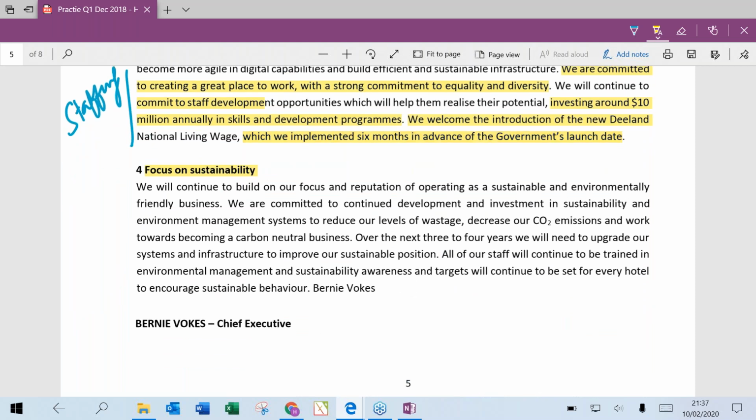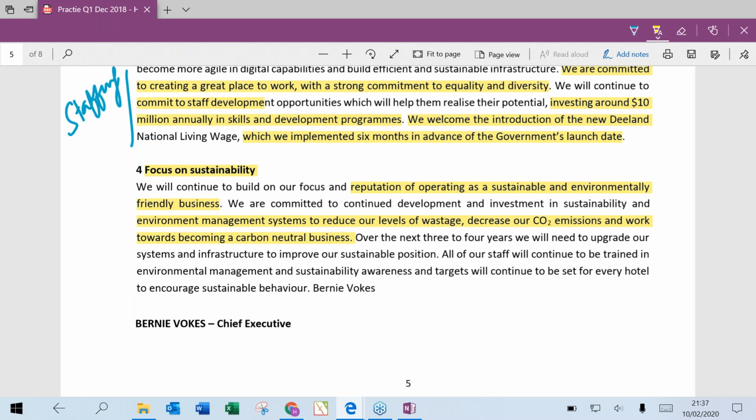We will continue to build on our focus and reputation of operating as a sustainable and environmentally friendly business. We are committed to continued development and investment in sustainability and environment management systems to reduce our level of wastage, decrease our CO2 emissions, and work towards becoming carbon neutral businesses.